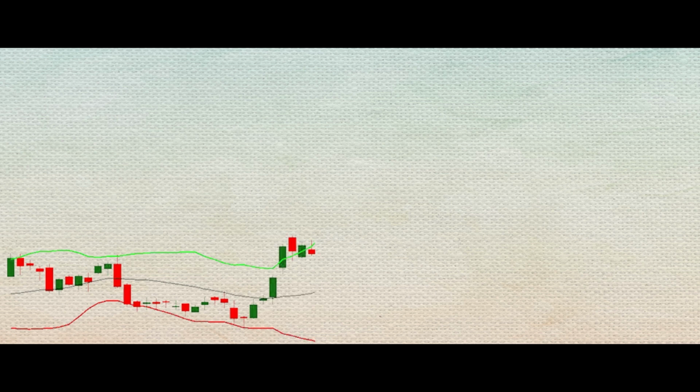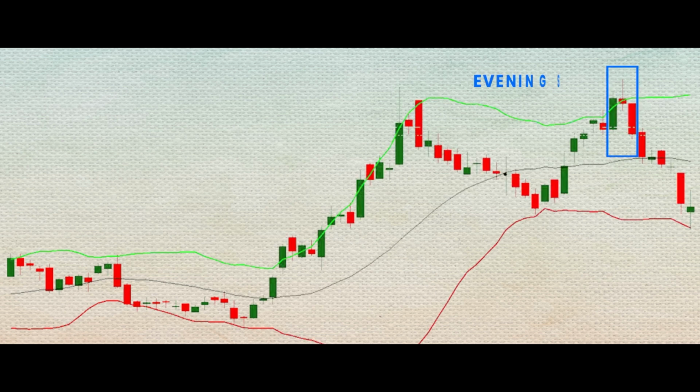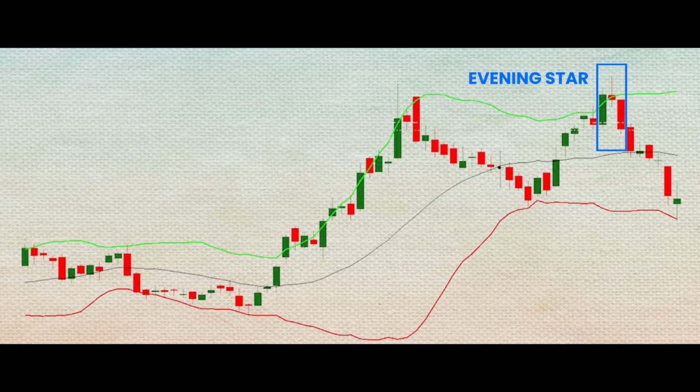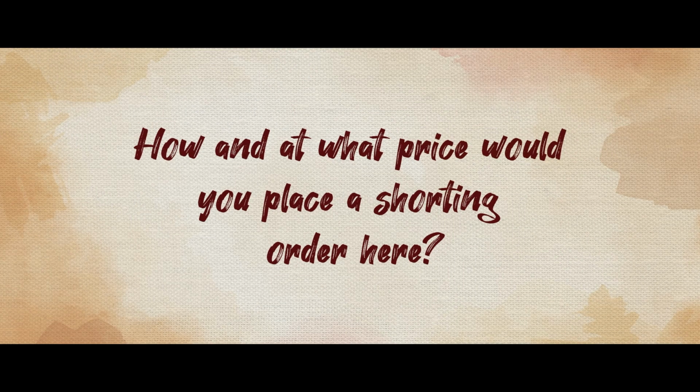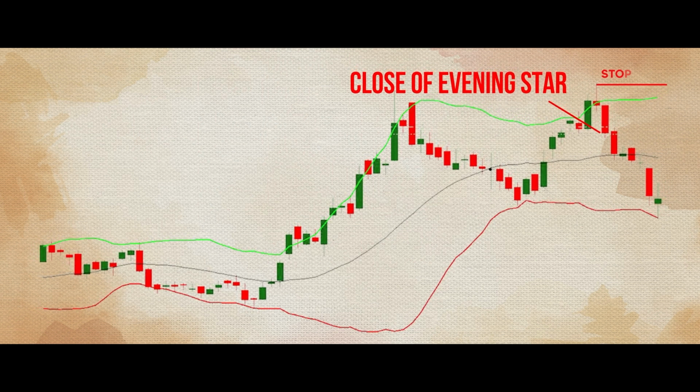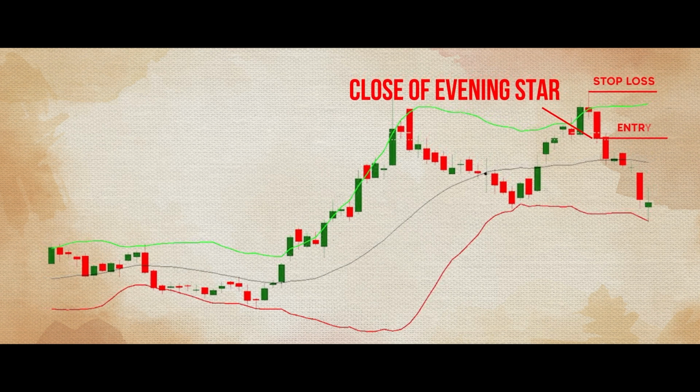This 3-candle pattern at the upper band resembles an evening star candlestick, isn't it? Very good observation. We can see an evening star at the upper band. So exactly how and at what price would you place a shorting order here? Your entry or selling point should be at the close of the evening star. Your stop loss order should be placed above the highest point of the pattern.